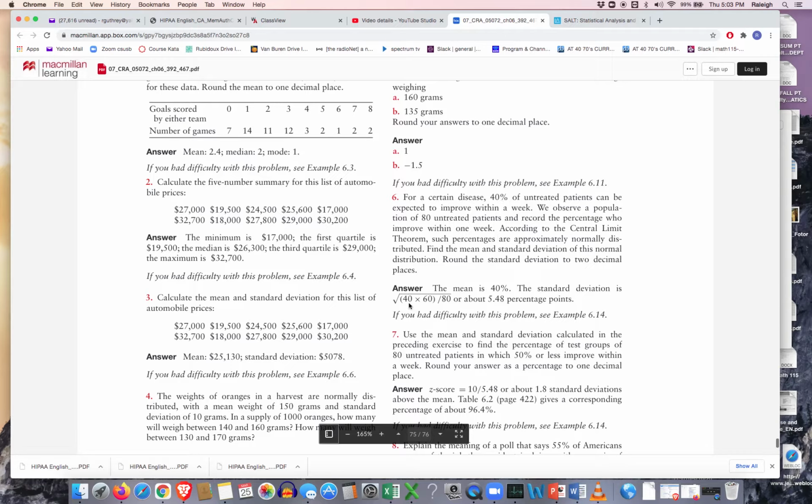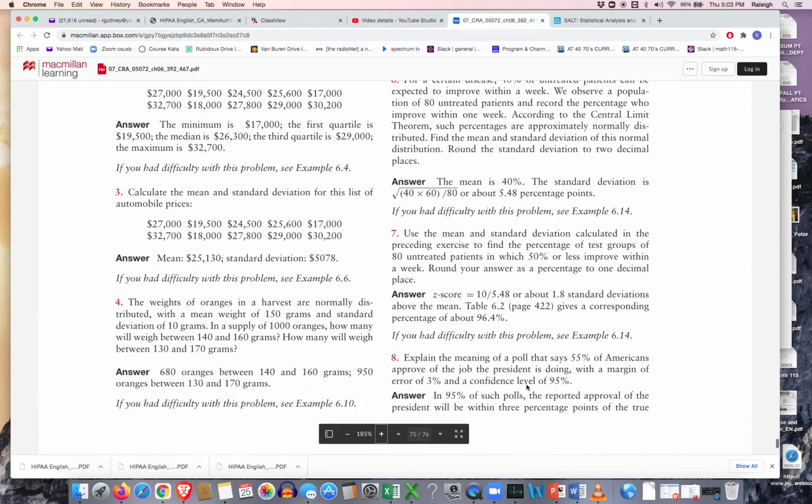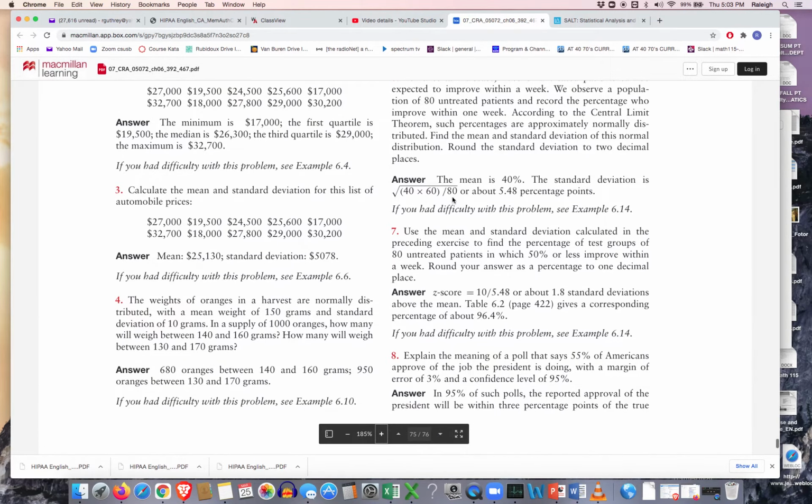So we use the formula. We put in the P, 40, in terms of a percentage. Do not use decimal. And then 100 minus P is 60. So as I kind of increase it, since I can't type on this, we get the 2400 divided by 80. And 80 was the untreated patients. That's the N as far as the formula is concerned. This is, remember, square root of P times 100 minus P divided by N. And when you put all that in, it's the square root of 30, which is very close to 5.5, 5.48 percentage points. So that's how that goes.